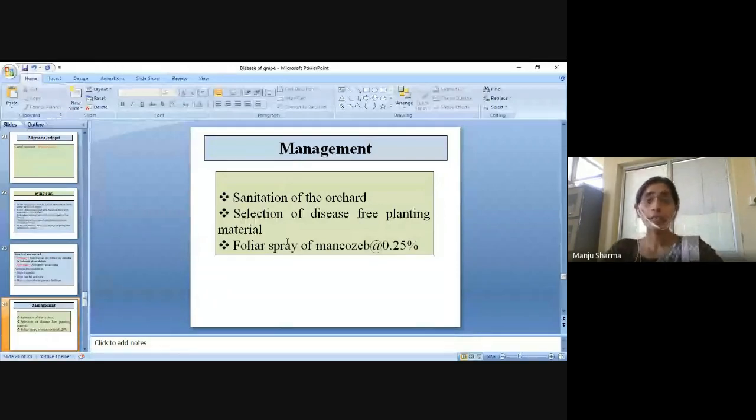Year management, like sanitation of the orchards, selection of disease free planting, and foliar spray of mancozeb, that is 0.25%.